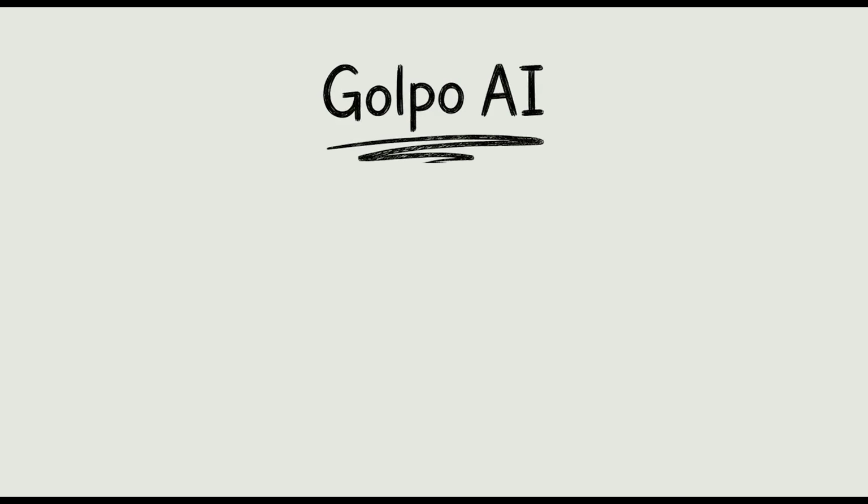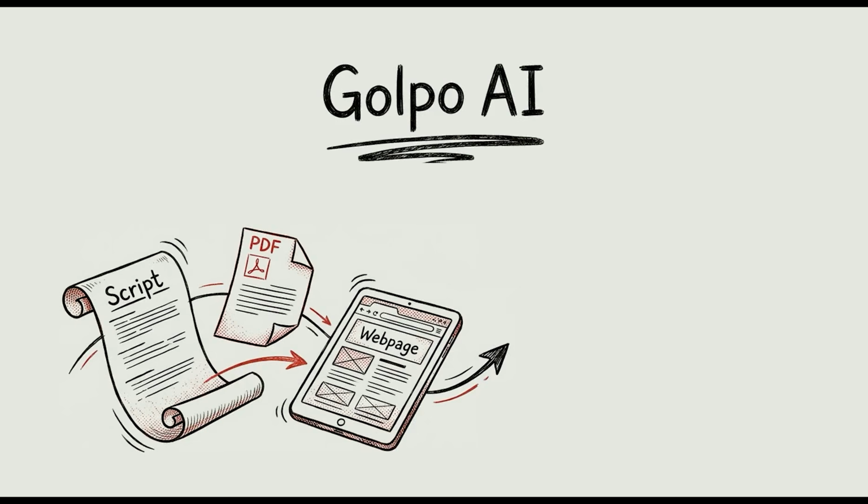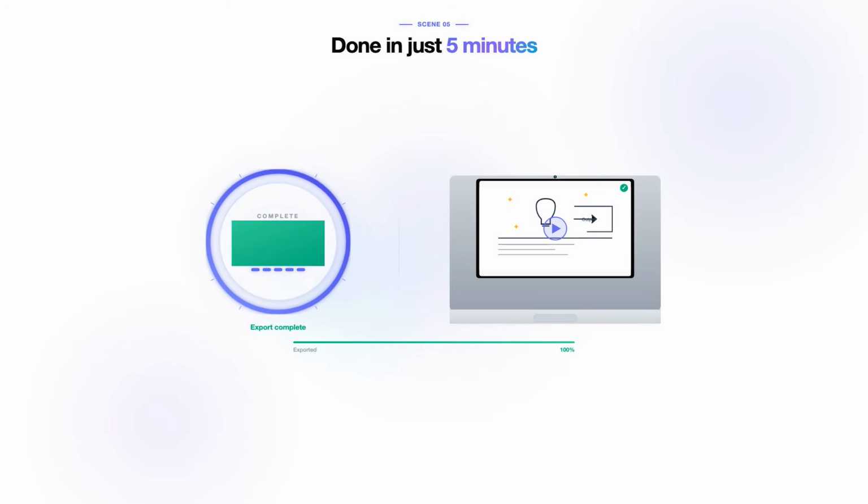Today I'm testing Golpo AI, and you're about to see how this tool can turn your script, PDF, web page, or document into a professional 2D whiteboard animation video, up to 20 minutes long, in just 5 minutes. So let's get into it.